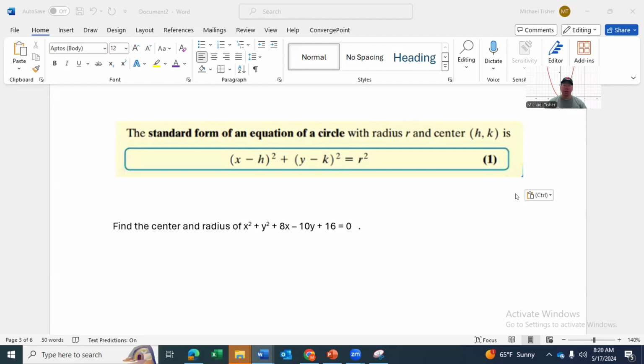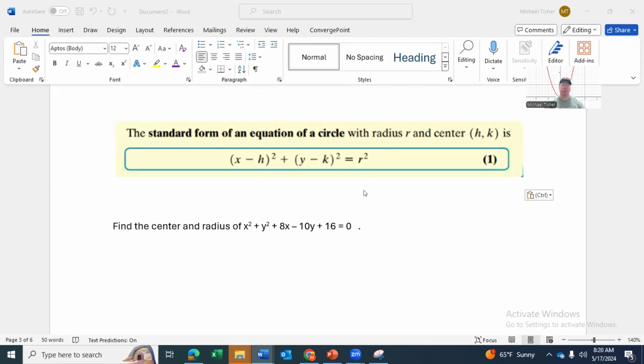Now, if you look at the equation, if we change this equation to standard form, then we'll see the h, the k, and the r, and then we can have the radius and the center that way. So again, if we change this equation into standard form, we'll see the h, k, and the r, which will give us the center and the radius. So let's go ahead and try to change it to standard form.